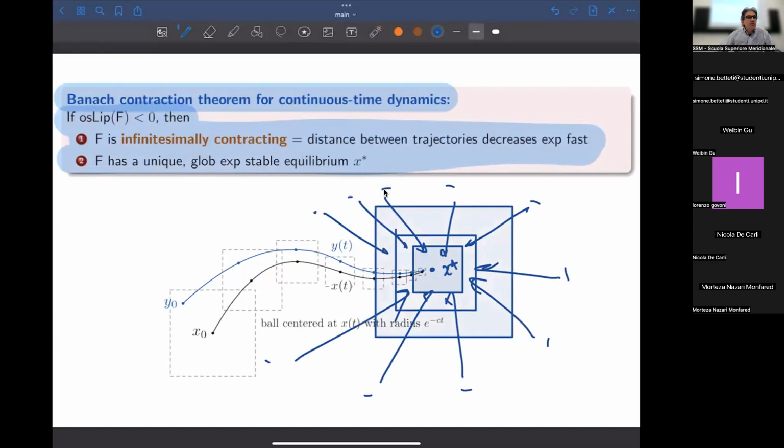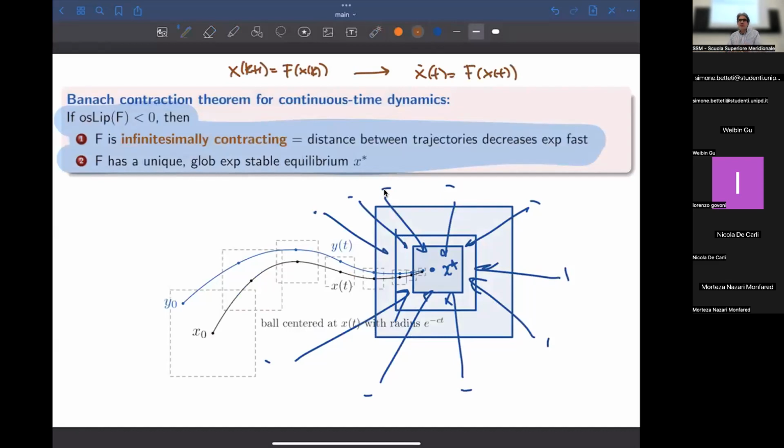Question? Yeah, just for clarity, before the process was x_{n+1} equals f of x_n, and now the process is x dot equals f(x). That's correct. Before we were studying x_{k+1} equals f of x_k. And now we've gone to x dot of t equals f of x of t. Does that make sense? Same theorem. But in continuous time, I need the log norm. I'm sorry I have to introduce it. I would like to do without, but I cannot state it without.